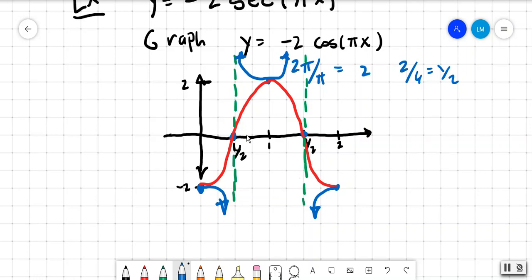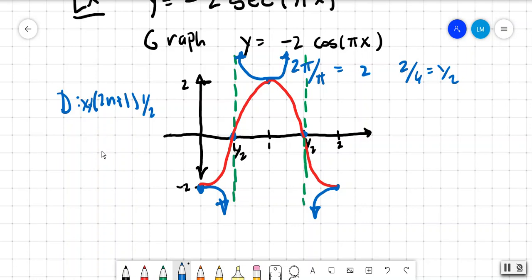So as we can see, basically the graph has a domain such that the x value cannot be equal to multiples of a half, so odd multiples of a half. So that'll be 2n plus 1 times a half, and this is what x cannot equal.